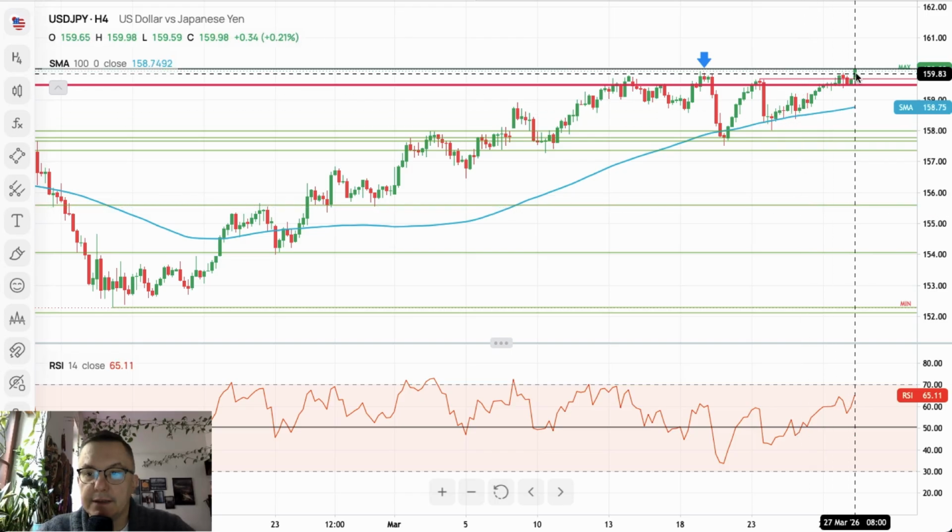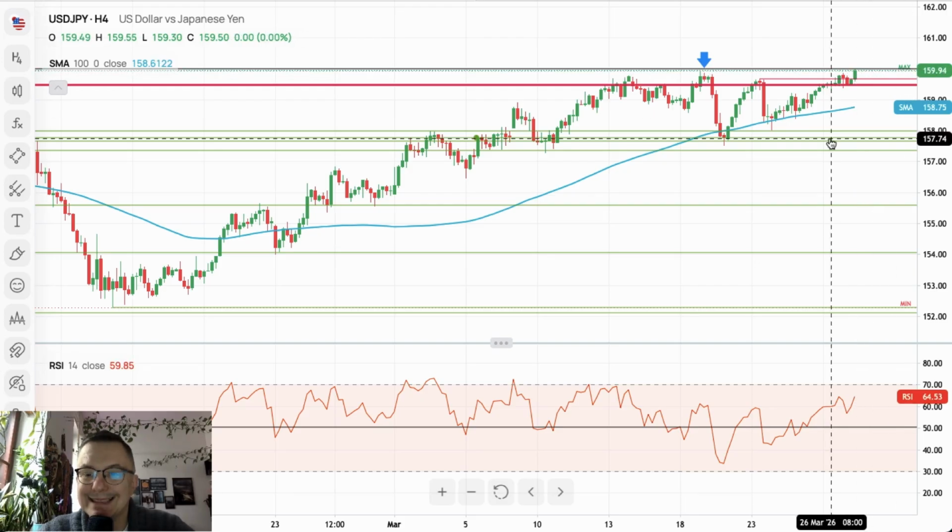And finally, US dollar versus the Japanese yen is testing the previous high, and it is 2 pips away from the level of 160.